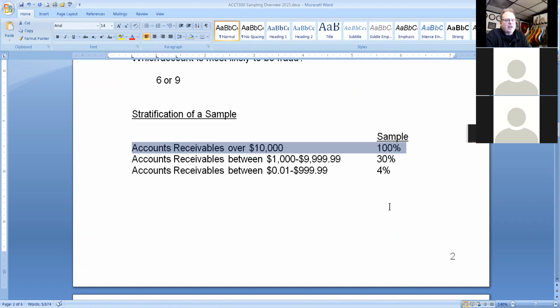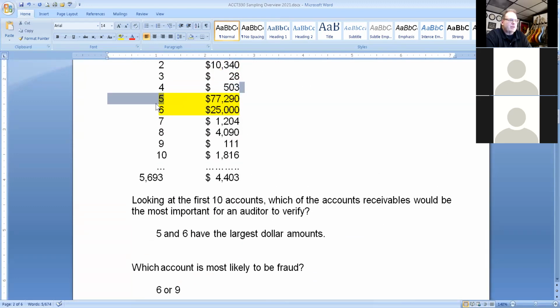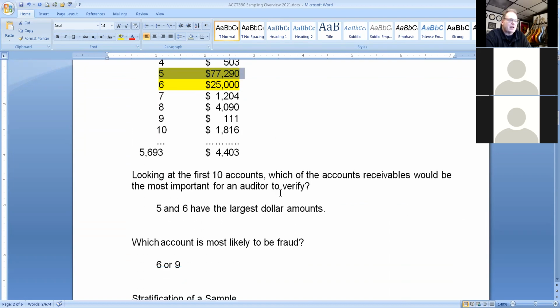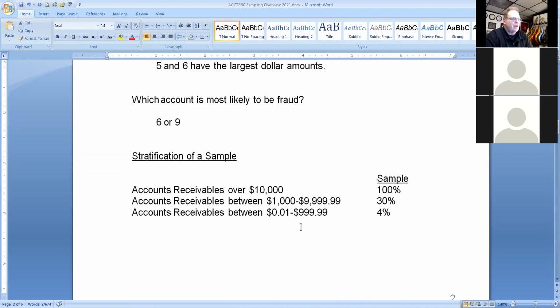Not only that, larger amounts, a lot of times they'll be more likely to have errors. We talked about this when we did the sampling, the classical sampling. If 77,290 has an error in it, it's more likely this is going to be a bigger error than these other ones. So the larger ones will be more likely to have the bigger errors in them just because of the size of them. Question on that? So stratification of a sample, and so you would actually take 3 samples.